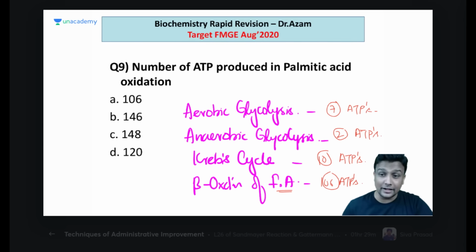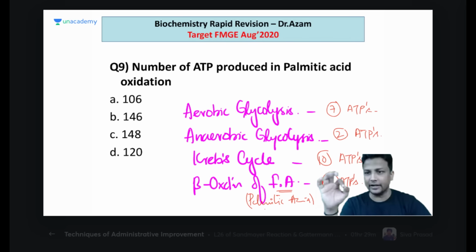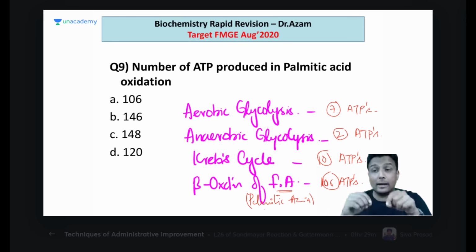And for human beings like you and me, remember which fatty acid is undergoing metabolism? That will be palmitic acid. So if it is palmitic acid, it will be 106. So my dear friends, this question is about the number of ATPs.